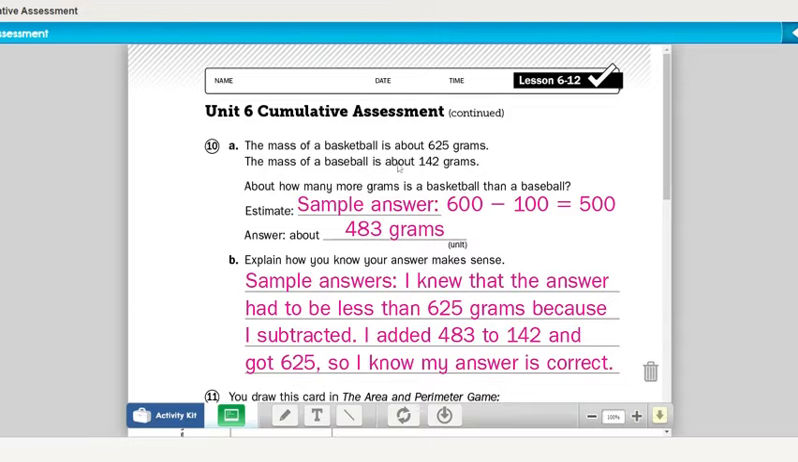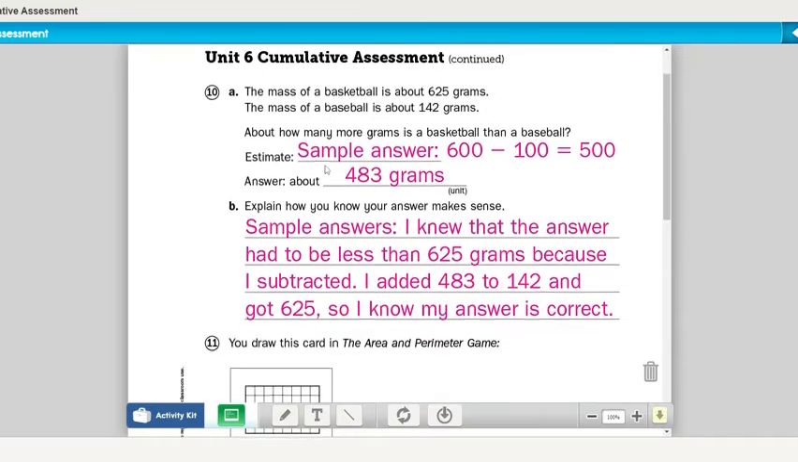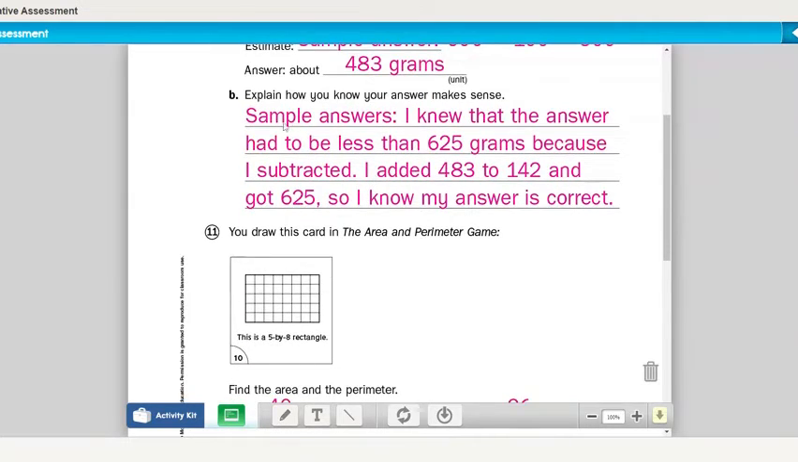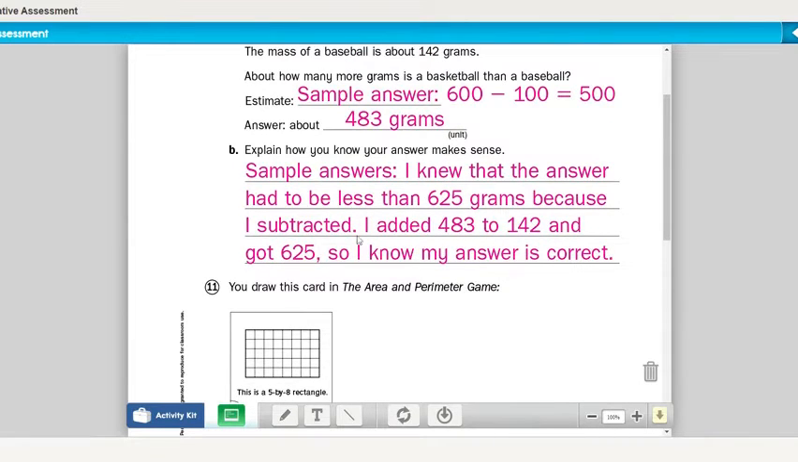All right, number 10, we have an A and a B here. So this is just an estimate. 600 minus 100 is 500. The exact answer is 583 grams. Sample answer: I knew that the answer had to be less than 625 grams because I added 483 to 100 for 2 and got 625. So I know my answer is correct. Just 2 different ways you could check it.